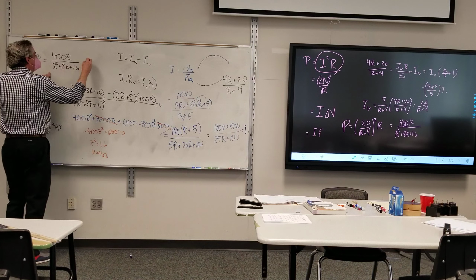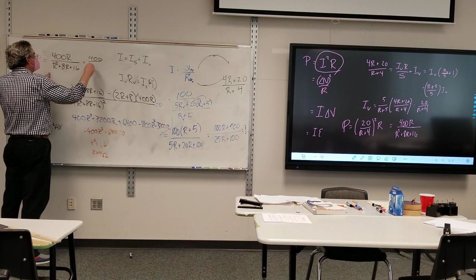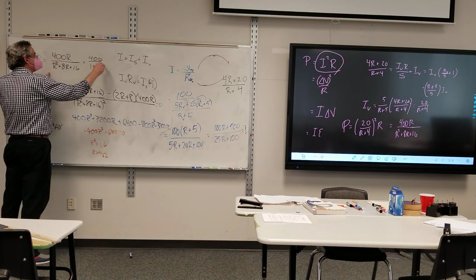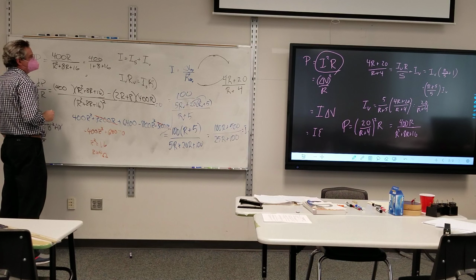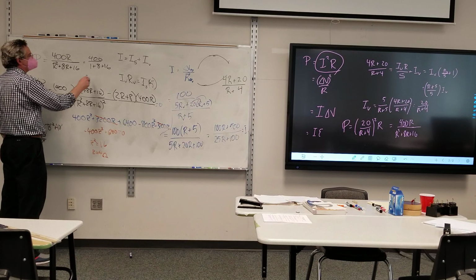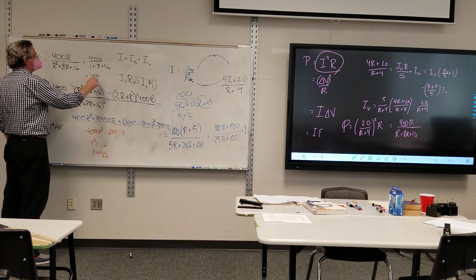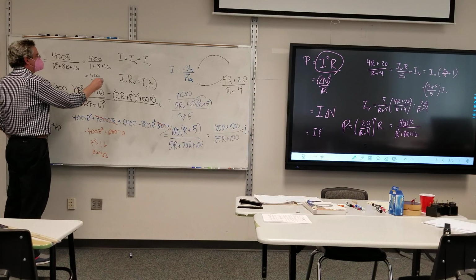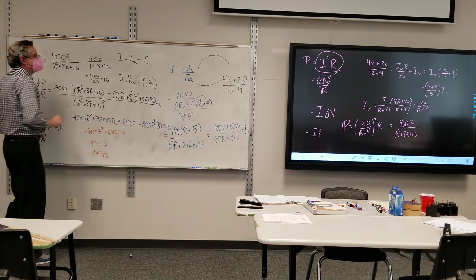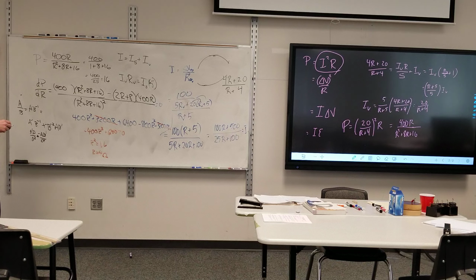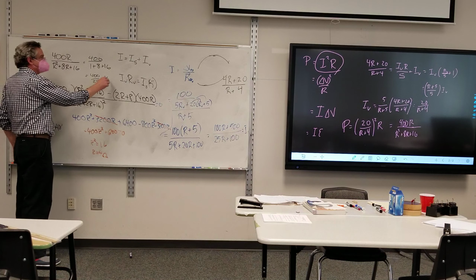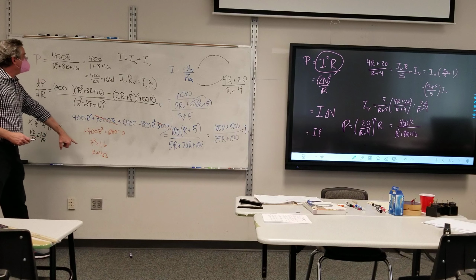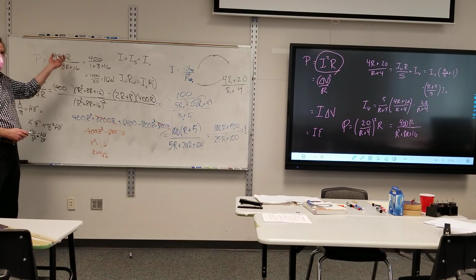So if I stick a 1 in here, I get 400 over 1 plus 8 plus 16. So that's 400 over 25. 16. Oh, yeah, that's our power right there, so 16 watts. We need to plug that 4 in there to actually figure out what the power is.